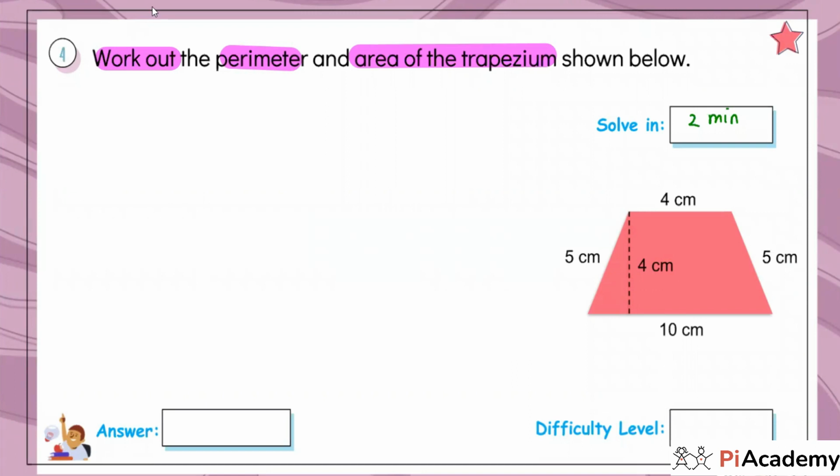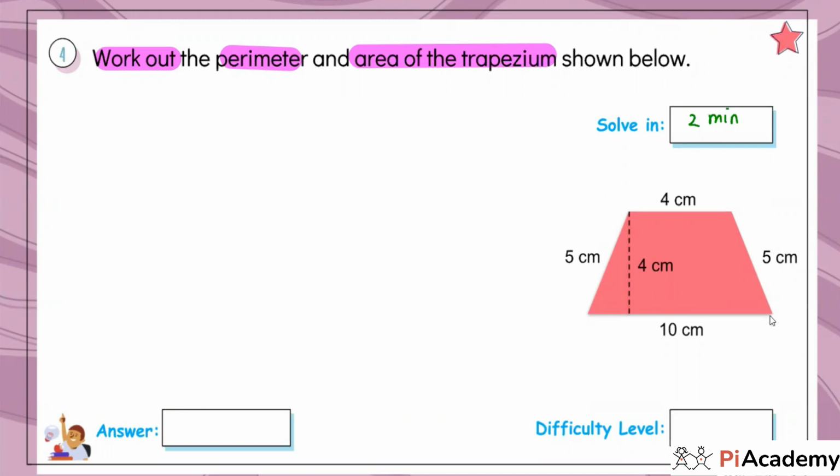Okay, time's up. So I am selecting Oscar. Please tell me what is your answer for perimeter. Okay, Oscar is not there. Prachi, can you please tell me what is the perimeter for this question? Okay, no problem. Let's do it together.